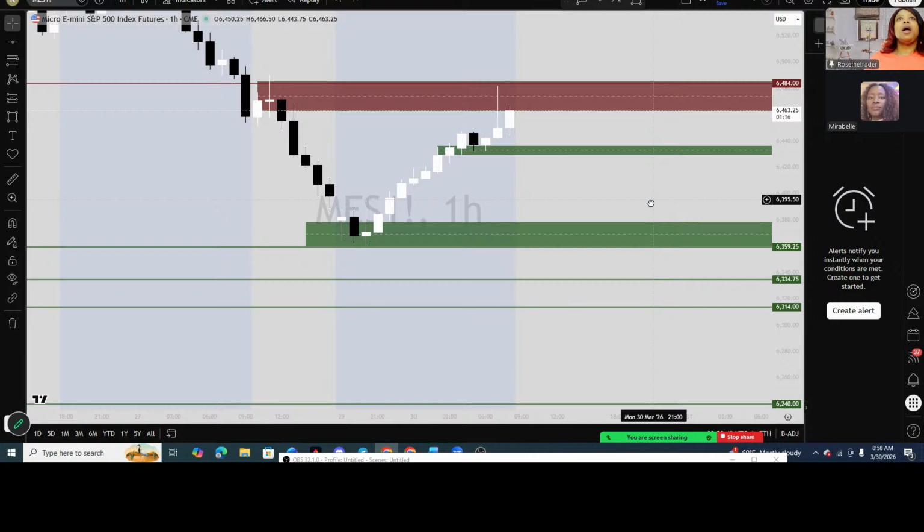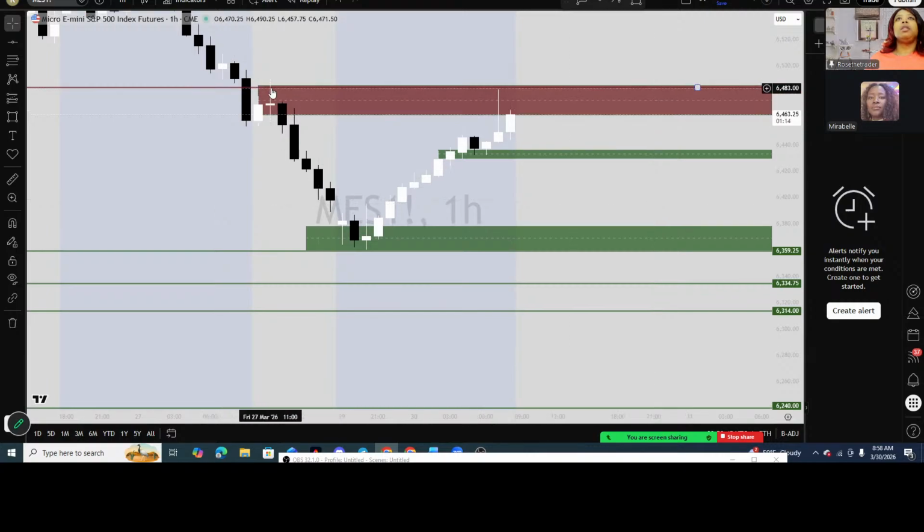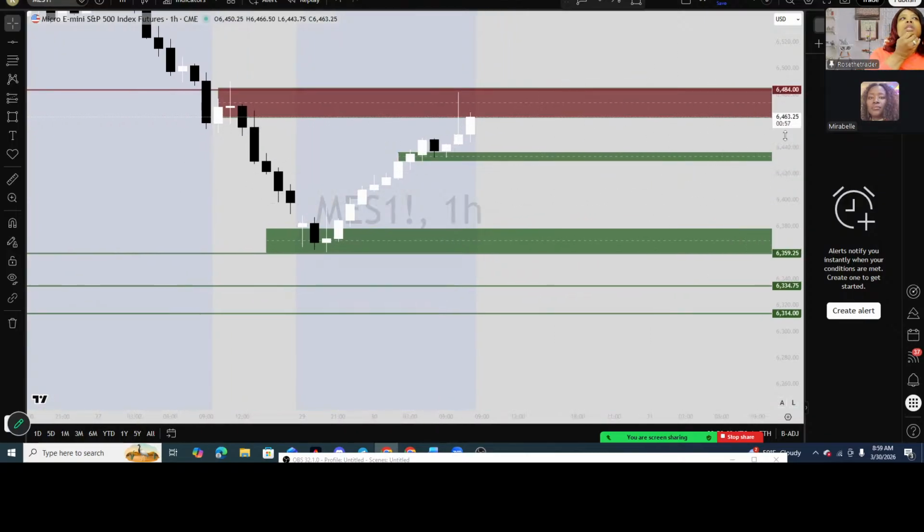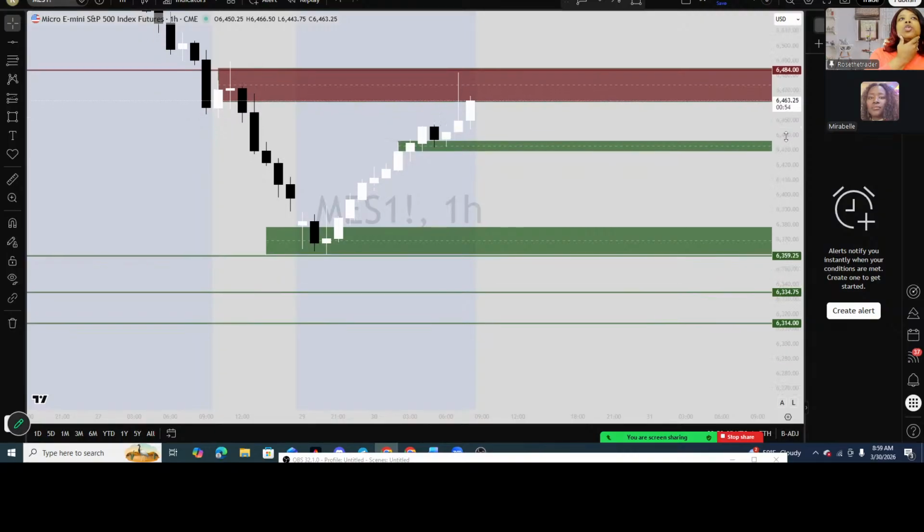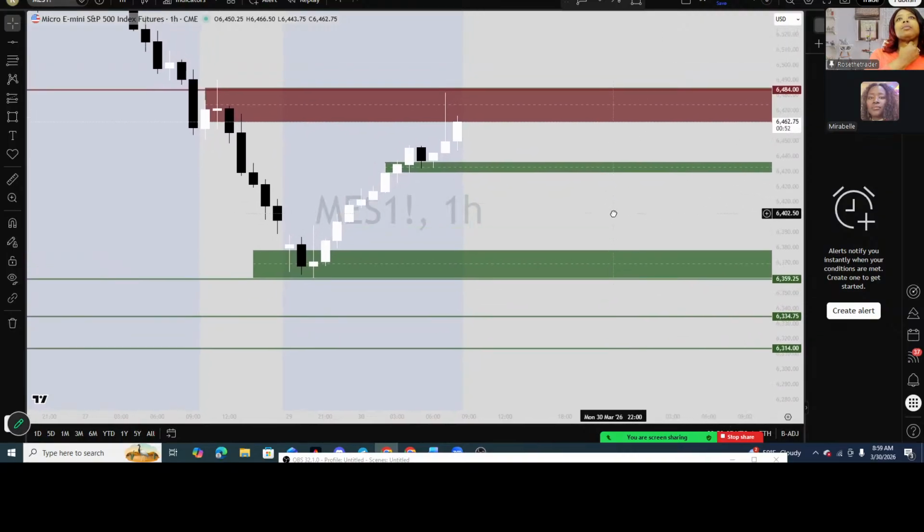So you can see how the daily markup of the supply area matched the 4-hour zone of supply, and then now it's matching the 1-hour zone of supply. Even for the next candle, you can see how everything is matching. Yeah, so those are confluences. It means you're having more than one confirmation, which makes it a stronger zone.